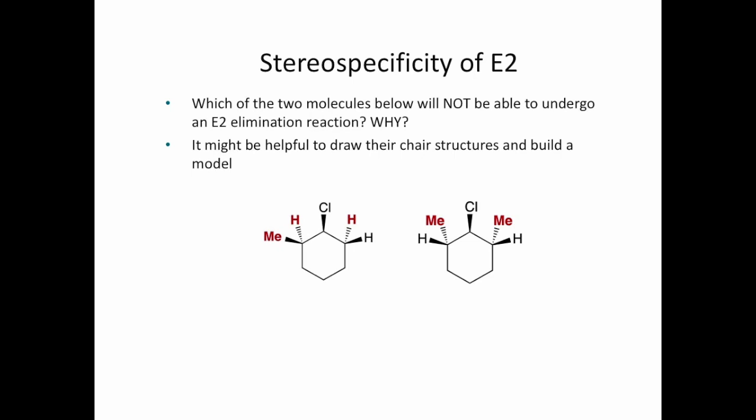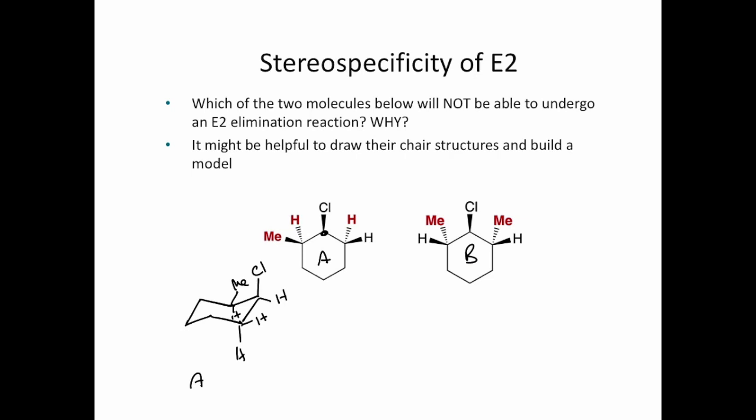So to figure this out, you have to draw the chair conformations for each one. So I'm going to call this A, I'm going to call this B. So with A, chlorine is up, so I'm going to go ahead and put it in the axial up. I'm just randomly deciding which one to start with here. And then H is down, H is up. Here, the methyl here would be up and the hydrogen would be down.